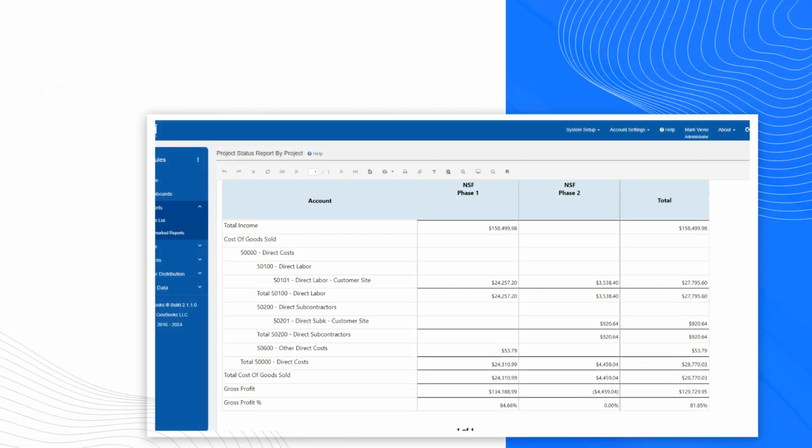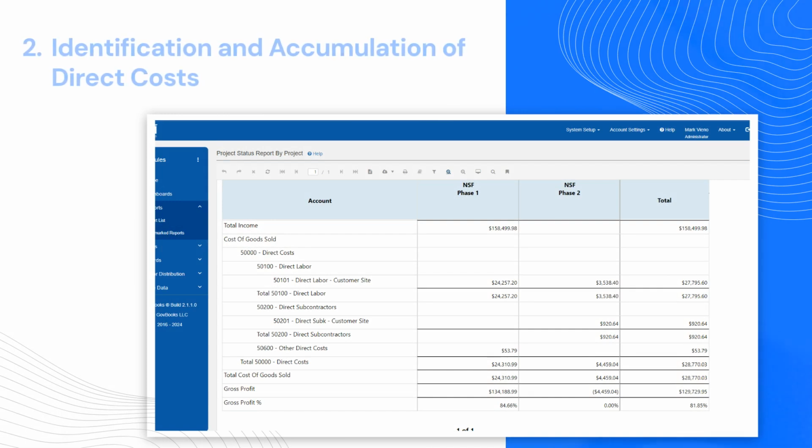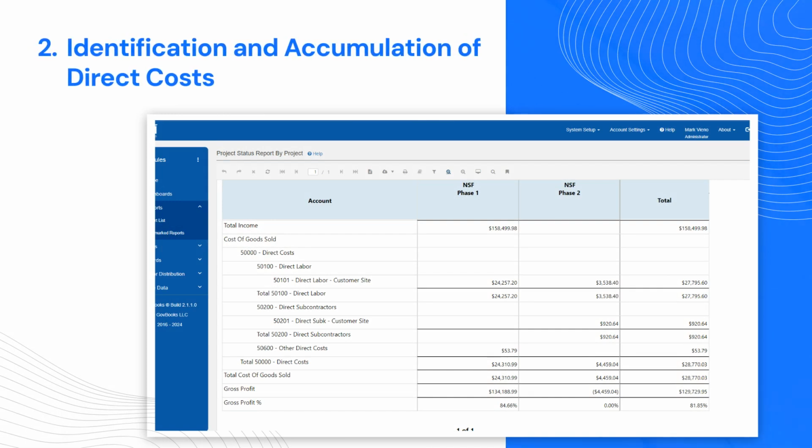The identification and accumulation of direct costs is the second compliance requirement. The direct costs are coded to general ledger accounts and projects in QuickBooks Online. Then, in GovBooks, when you run a project status report, you will be able to see direct costs by projects broken down into the general ledger accounts.